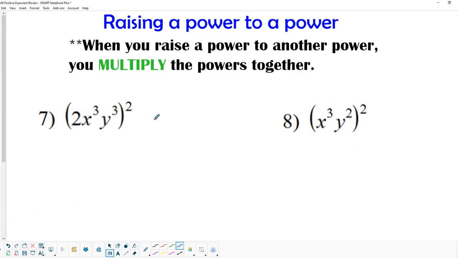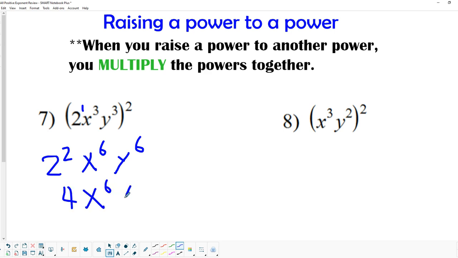All right, let's keep that going. Raising a power to a power one more time. So 2 times that 1 is out there in front, so that would be 2 to the 2nd. 2 times that 3 on the x would be x to the 6th. And 2 times that 3 on the y would be y to the 6th. And then if you simplify 2 to the 2nd, that's just 2 times 2, which gives you 4x to the 6th, y to the 6th power.